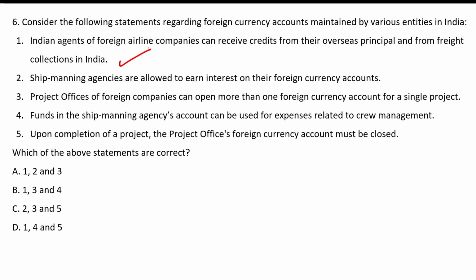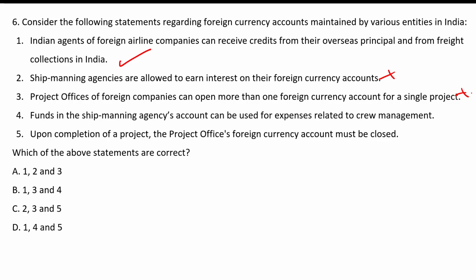Ship manning agencies are allowed to earn interest. No, they are not allowed to earn interest. So this statement is not correct. Project office of foreign companies can open more than one foreign currency account for a single project. No, one foreign currency account per project is allowed.